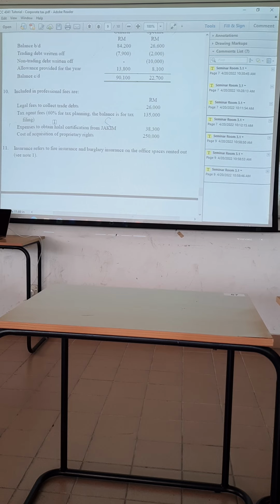Professional fees. Professional fees to collect trade debts. Again, you have to look out whether it is for business purpose or for capital purpose. Anything to do with capital purchase of your shares, anything to do with purchase of your asset, all these are capital expenditure, not allowed. But legal fees to collect trade debts, that is business, revenue in nature, allowable. Agent fee: 60% for tax planning, the balance is for tax filing. Okay, be careful.